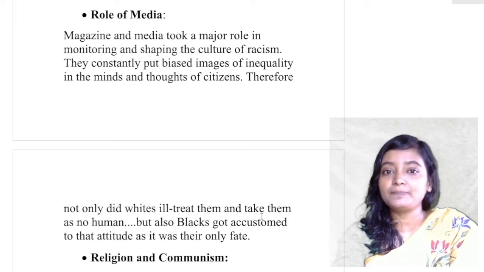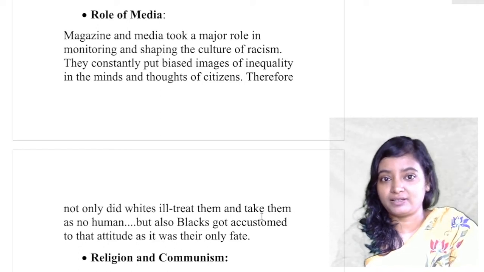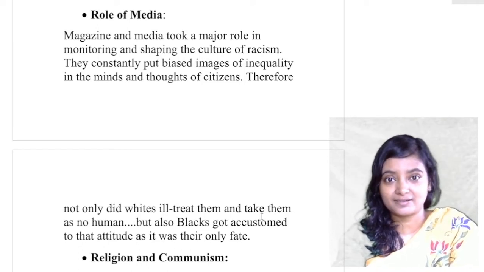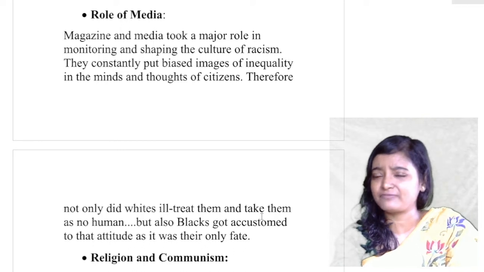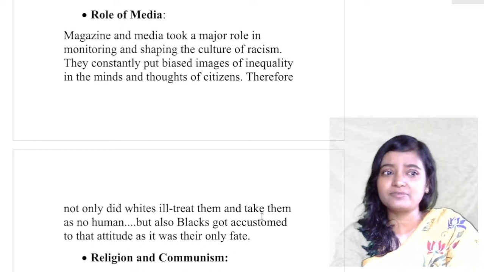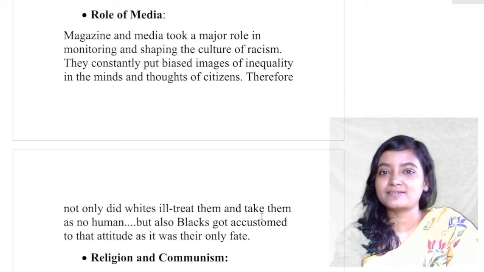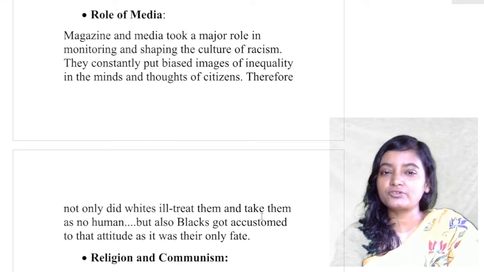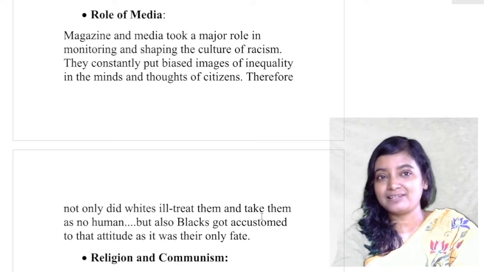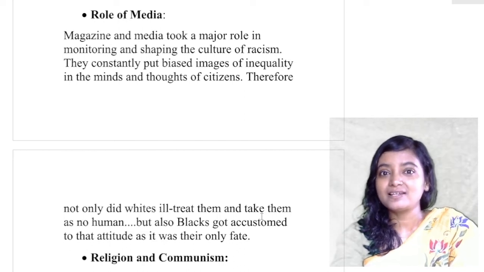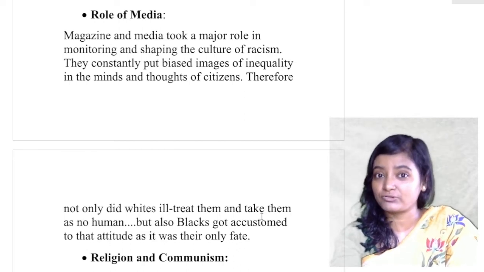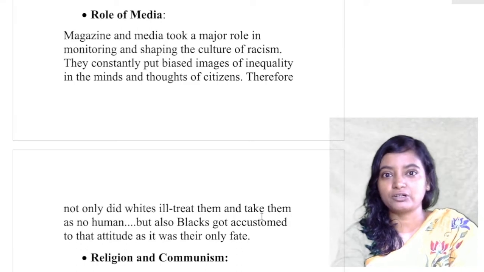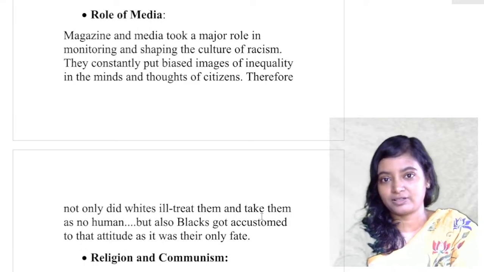So they constantly put biased images of inequality into the minds and thoughts of the citizens. That blacks are meant for such things, for murder, for all the crimes. Only blacks can do that. So they are portraying, showing, projecting the black society in that role that is designed by the white society. They can go beyond that, but they are not going beyond that.